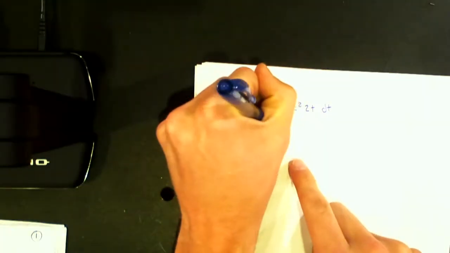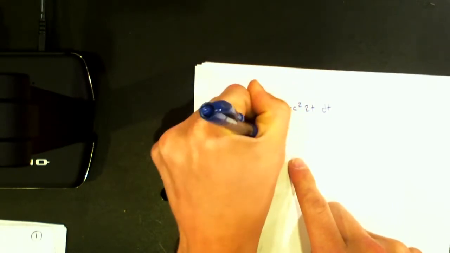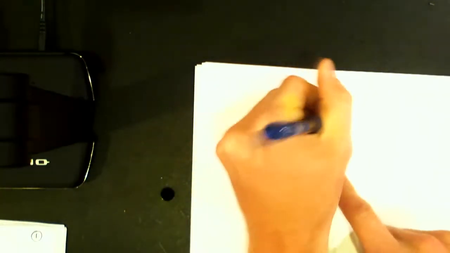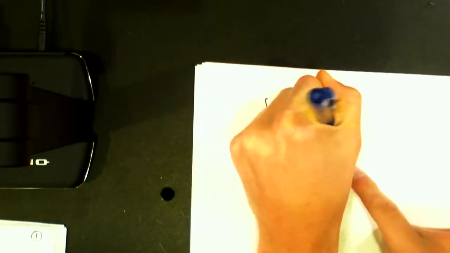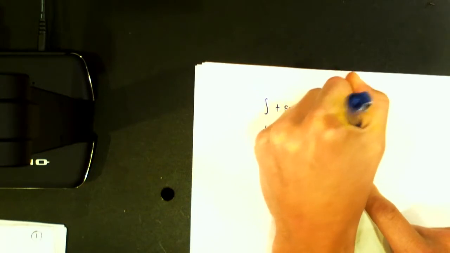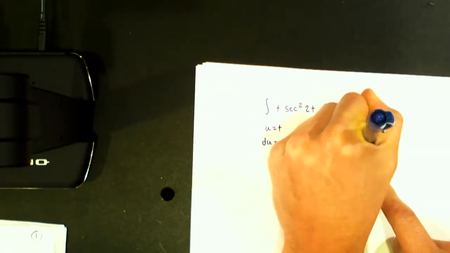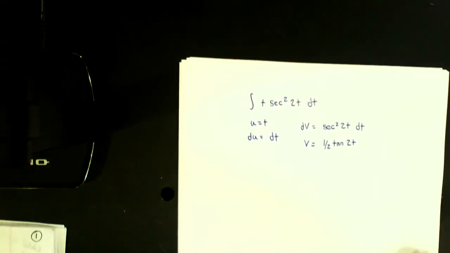So we're going to assign u as t, making du dt. Assigning dv as secant squared 2t dt. Integrating both, taking the integral, we get 1/2 tangent 2t. Can anybody see that? All right, nice.